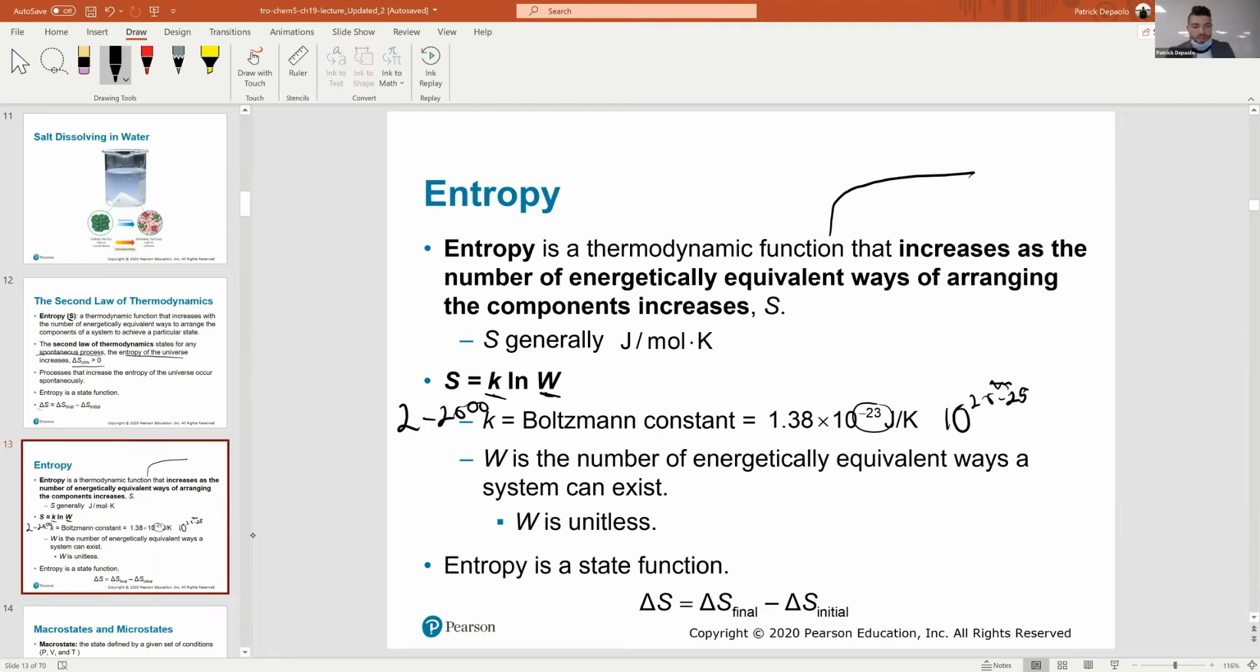Does the W really mean much? Not really. It's just the number of ways. And you might have to solve for that, or it might be given. But again, the only way you will see this equation on a homework or exam will be plug and chug, basically knowing two of the variables and calculating the third.